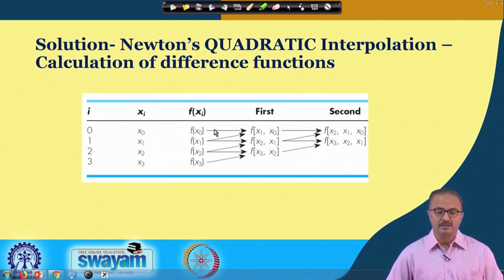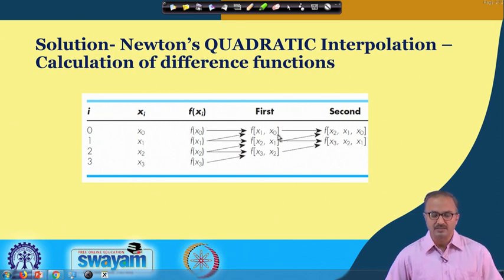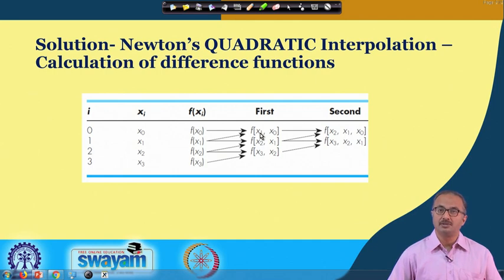So here again we consider the same thing, that this is the first difference we have found out. Okay, and from the first difference we now find the second difference, so that we can fit a polynomial of degree 2. So again we take x2, x1, x0 like this, that we are taking the difference between this and this. Okay, and for x3, x2, x1 we take the difference between this and this value. Okay, so you can see that it is very easy to determine this difference function if you put them in this tabular form.